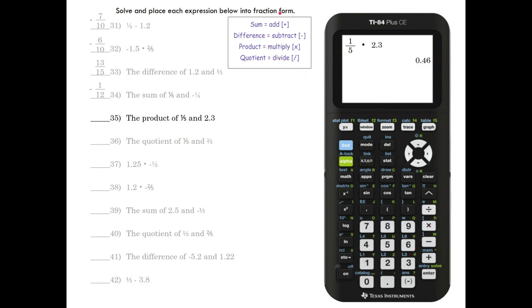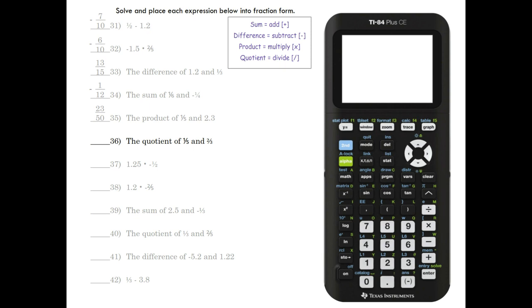You want to turn it into a fraction form. So you go to math, and then you click the frac button. It says FRAC in that window. After you click math, it'll say FRAC. And then you click enter again, and you'll get the answer, 23 over 50. The quotient means you divide.